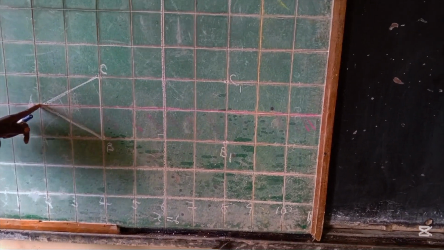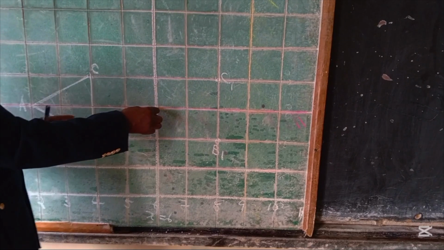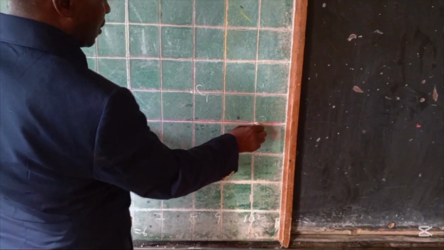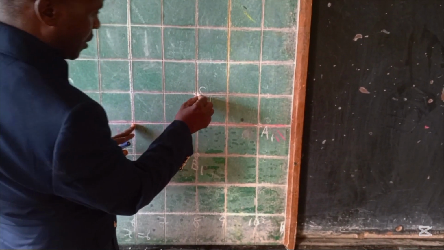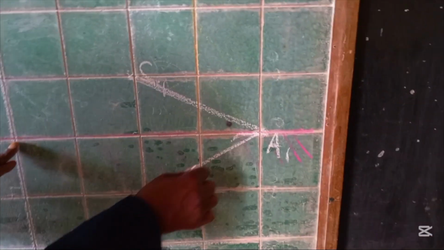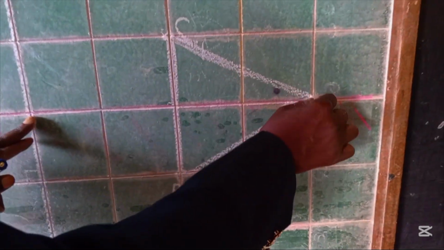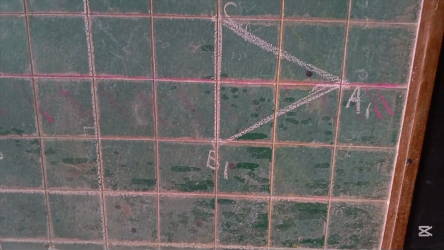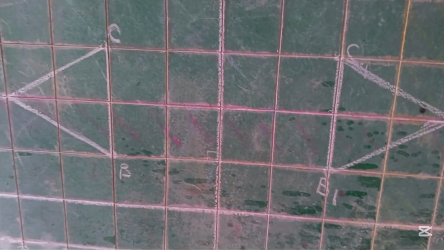Next, I come to A. How many steps will it move? 1, 2, 3, 4, and I'm on the mirror. Let's count again, 1, 2, 3, 4. I'm here. This is my A1. So the reflection will be like this, and I've drawn the diagram which they asked me to draw. This is my triangle A1, B1, C1, which is the image, and the other is the object. That's how we do it.